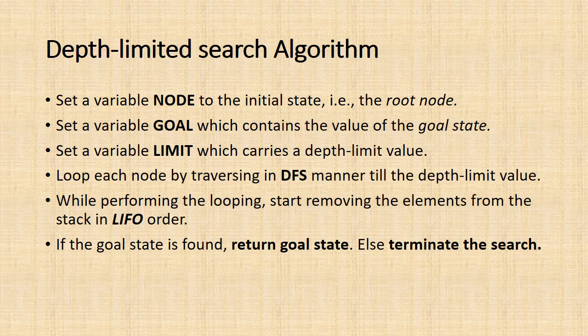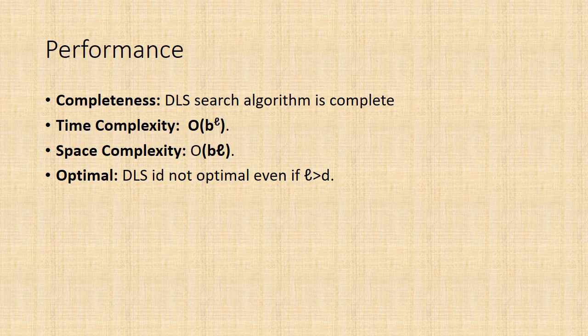Depth-limited search algorithm: Set a variable node to the initial state, that is, the root node. Set a variable goal which contains the value of the goal state. Set a variable limit which carries a depth limit value. Loop each node by traversing in the DFS manner till the depth limit value. While performing the looping, start removing the elements from the stack in LIFO order. If the goal state is found, return the goal state. Else terminate the search.